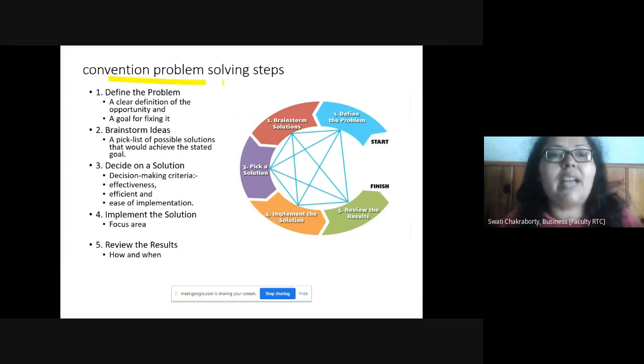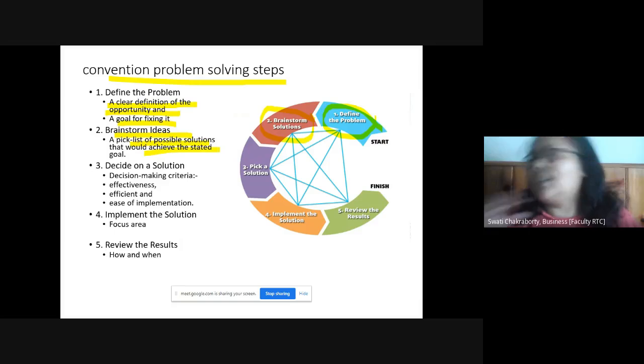The conventional problem solving steps you have. Here, the first thing is to define the problem. So there has to be a clear definition of the opportunity. What is it? And a goal should be there for fixing it. Second is brainstorming the solutions, right? So brainstorming ideas, where you pick up a list of possible solutions that could achieve the goal that you stated, and look into the pros and cons, to see which would be best.